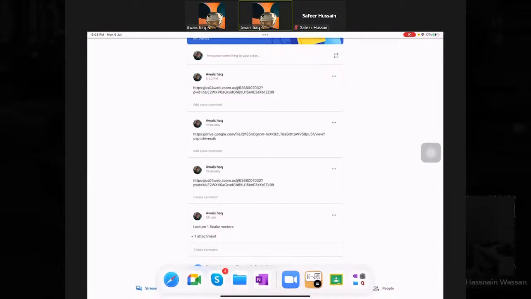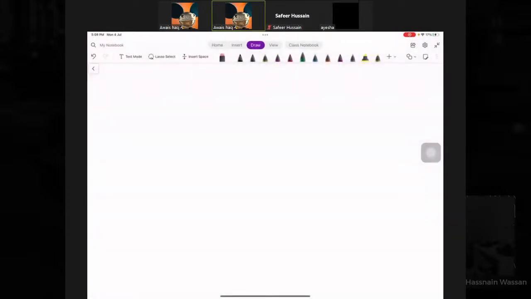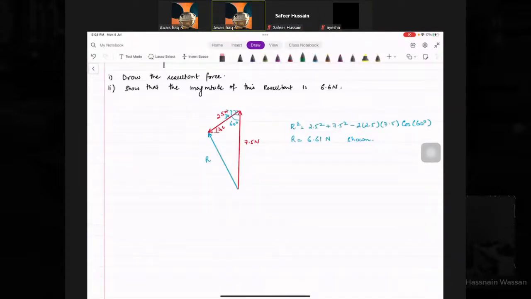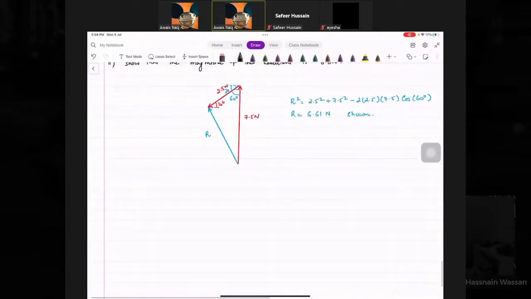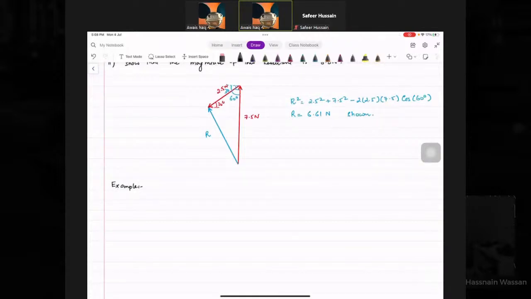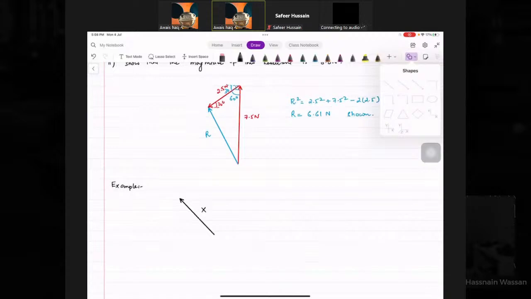Okay, so last time we did scalar and vectors, and this time we will just move ahead with this. Do one question that usually comes a lot. So let's suppose you have one vector like this. It's called x, and they have given you another vector like this. That's y.